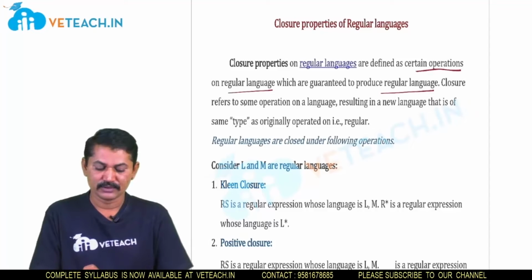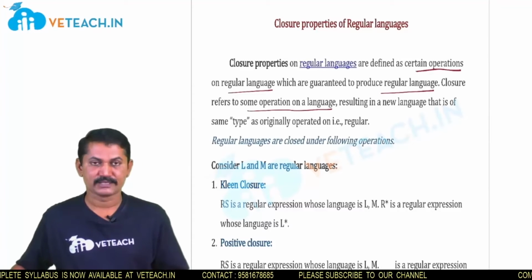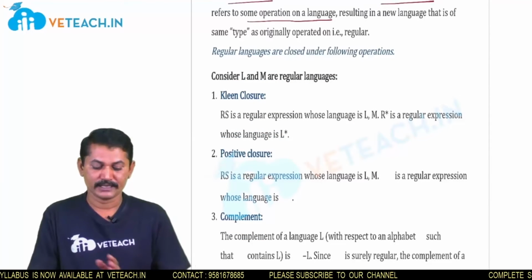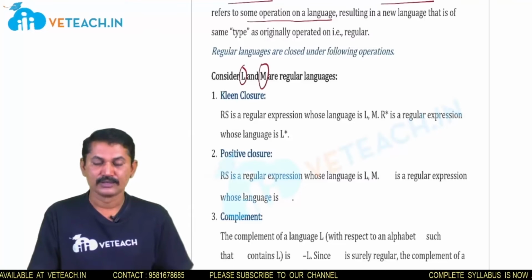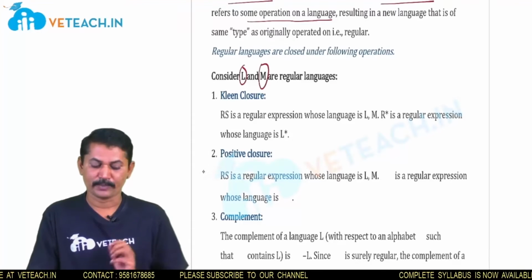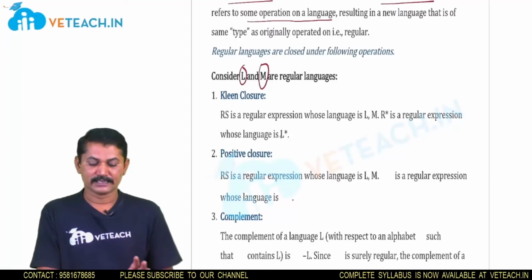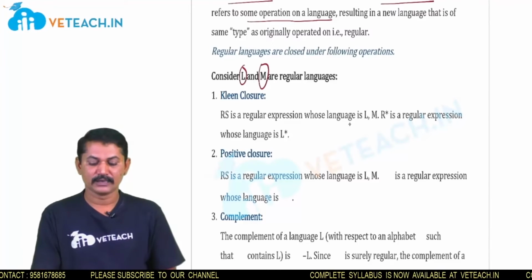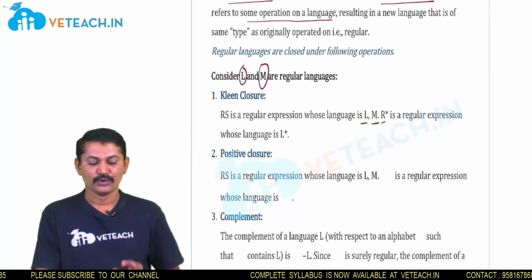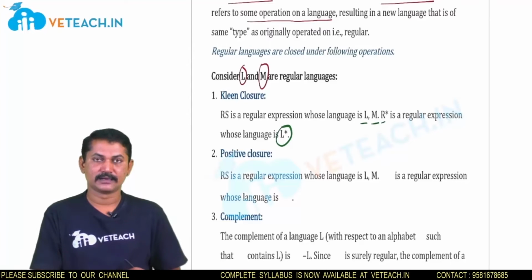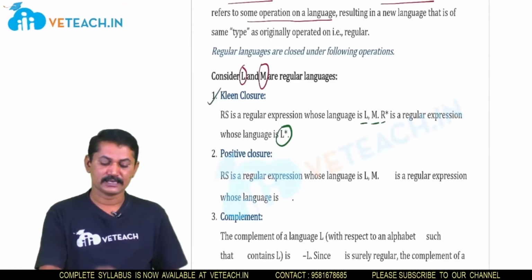Closure properties refer to some of the operations on languages as follows. The first operation: we are considering, as an example, L and M as regular languages, and on them we are going to see the properties. The first property is Kleene closure. Under this, R is a regular expression whose language is L, and R star is a regular expression whose language is also L star. That means the language that is generated in the closure. So the first one is satisfied.